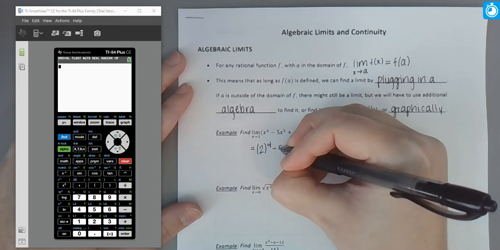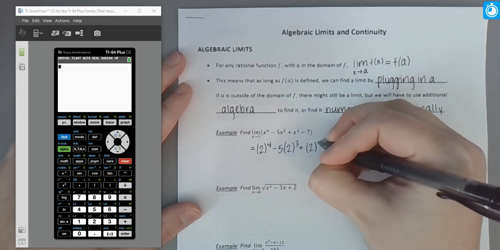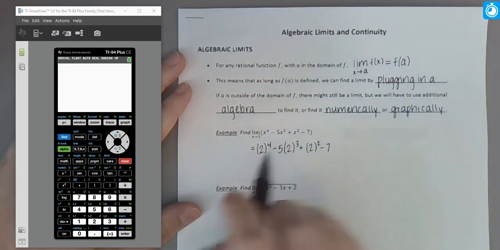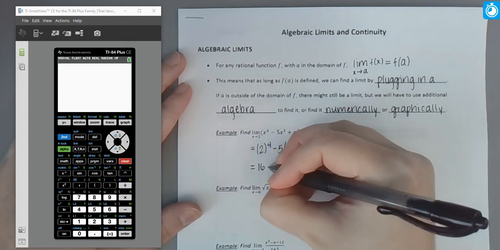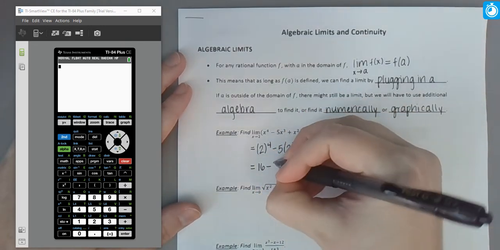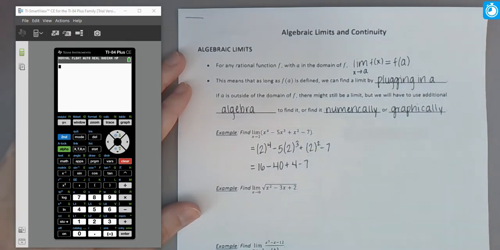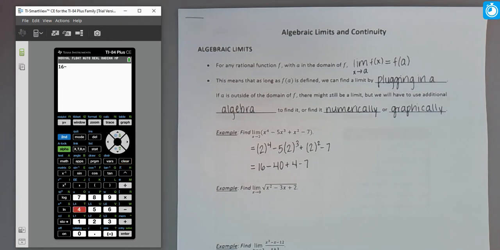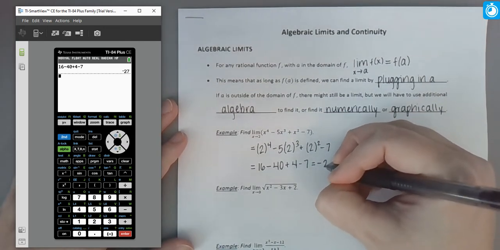So 2 to the 4th power minus 5 times 2 cubed plus 2 squared minus 7. Simplify all of that down. So 2 to the 4th power is going to be 16. Okay, 2 cubed is 8 times 5 is going to be 40. 2 squared is 4. Okay, minus 7. Let me put that into the calculator. 16 minus 40 plus 4 minus 7. And of course you can evaluate the whole thing in the calculator if you want. That's perfectly fine. And that is going to be negative 27.